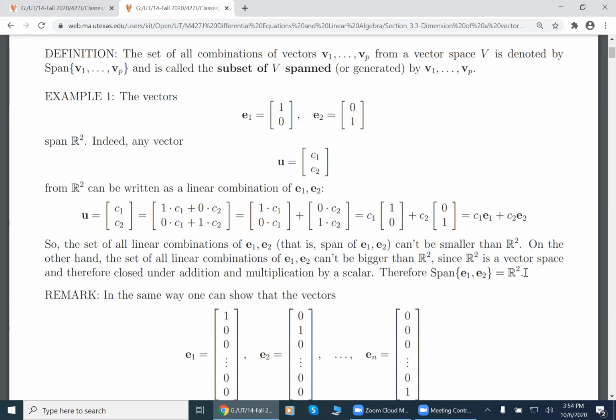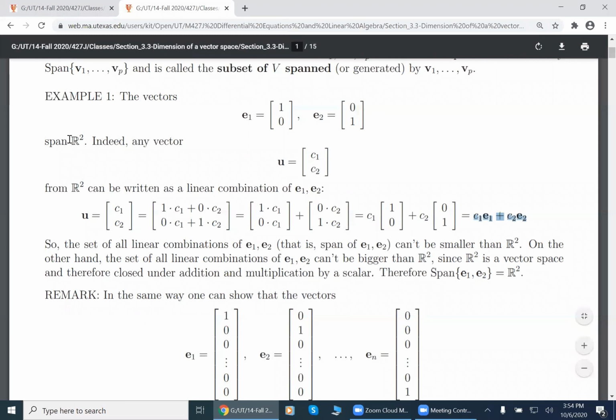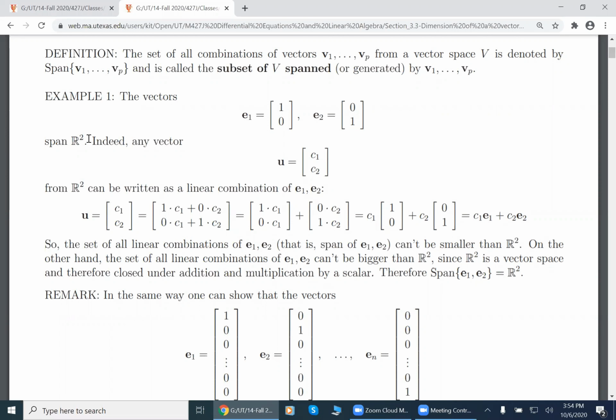So essentially, you're saying that C1E1 plus C2E2 is essentially the same as E1 and E2. Am I understanding that correctly? No, I'm saying that the set of all such constructions coincides with R2. The set of all these constructions is equal to R2. This is what I say. Okay, I see. Folks, other questions?